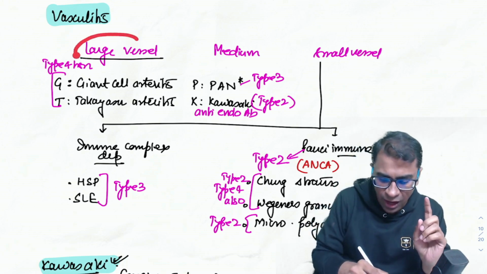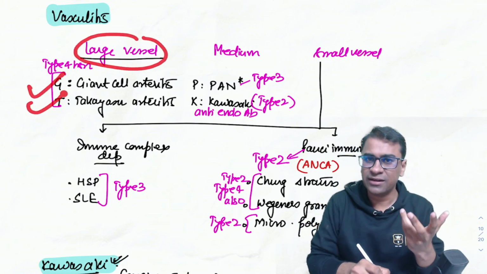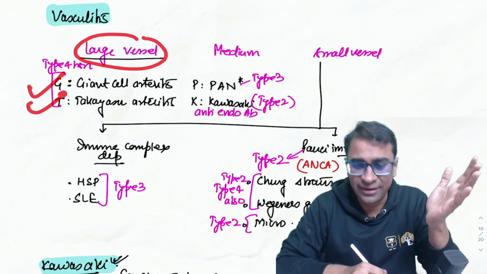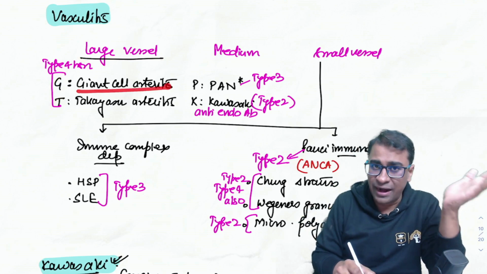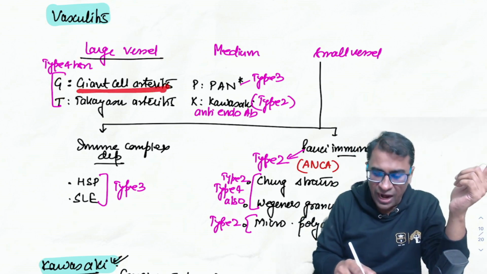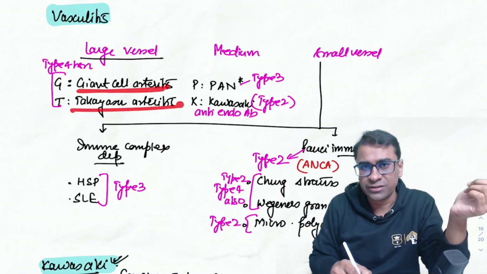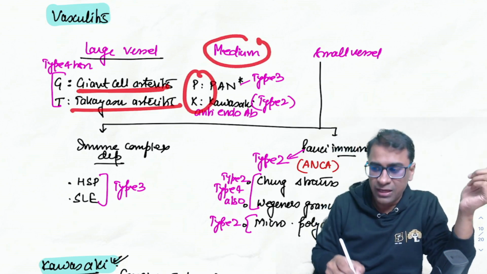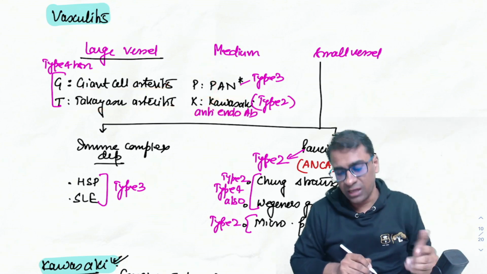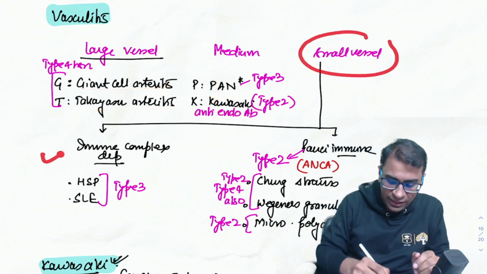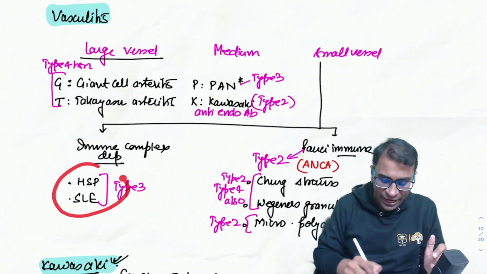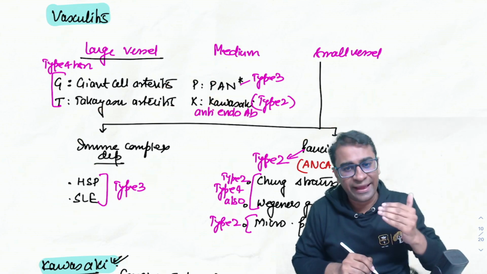Okay? Large vessel is GT. How will you remember? Large test, grand test, GT. Large vessel: giant cell arteritis and Takayasu arteritis. Medium: Praveen Kumar, PK, PAN and Kawasaki. And small vessel is immune complex and post-immune. Immune complex is Henoch Schönlein Purpura and SLE.